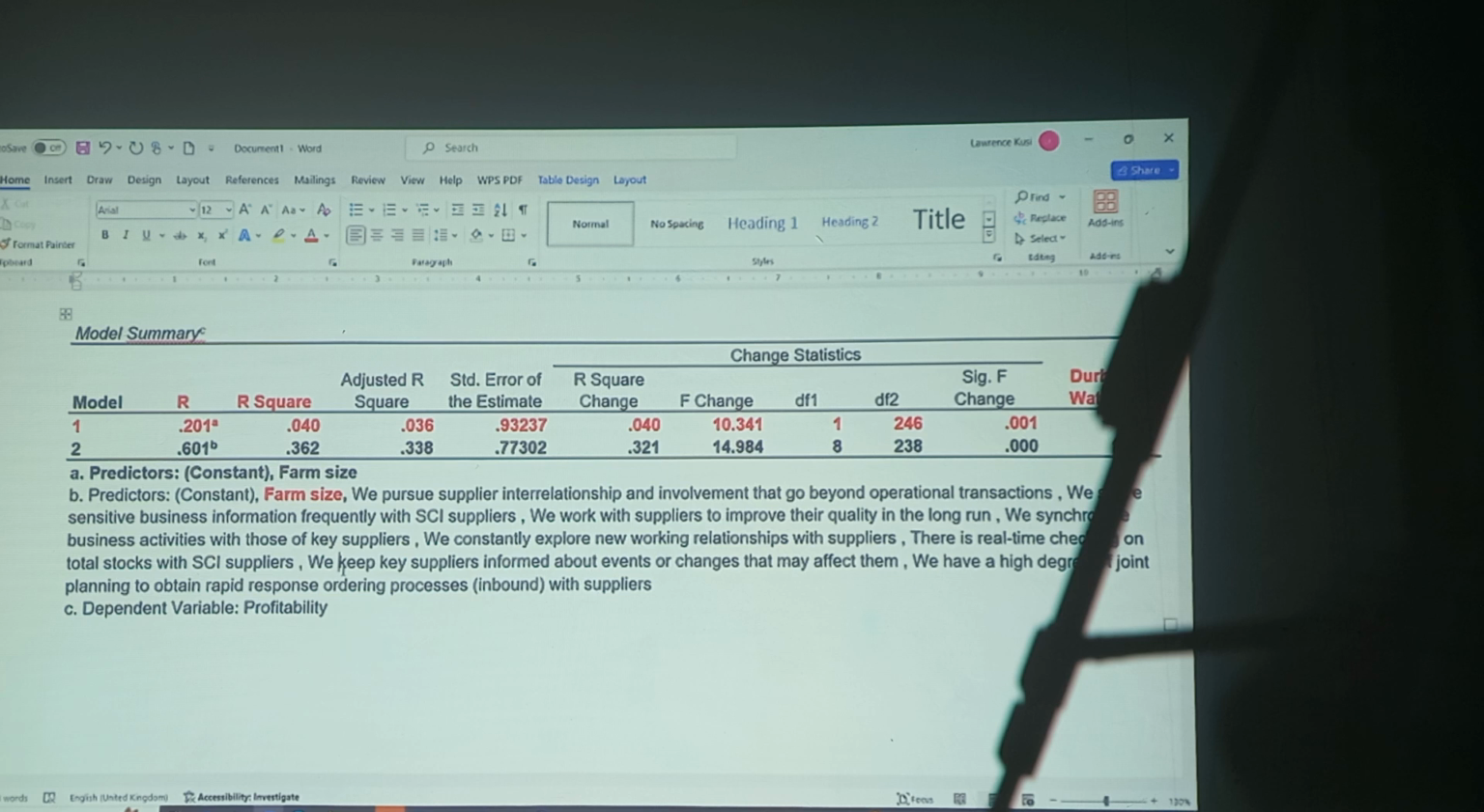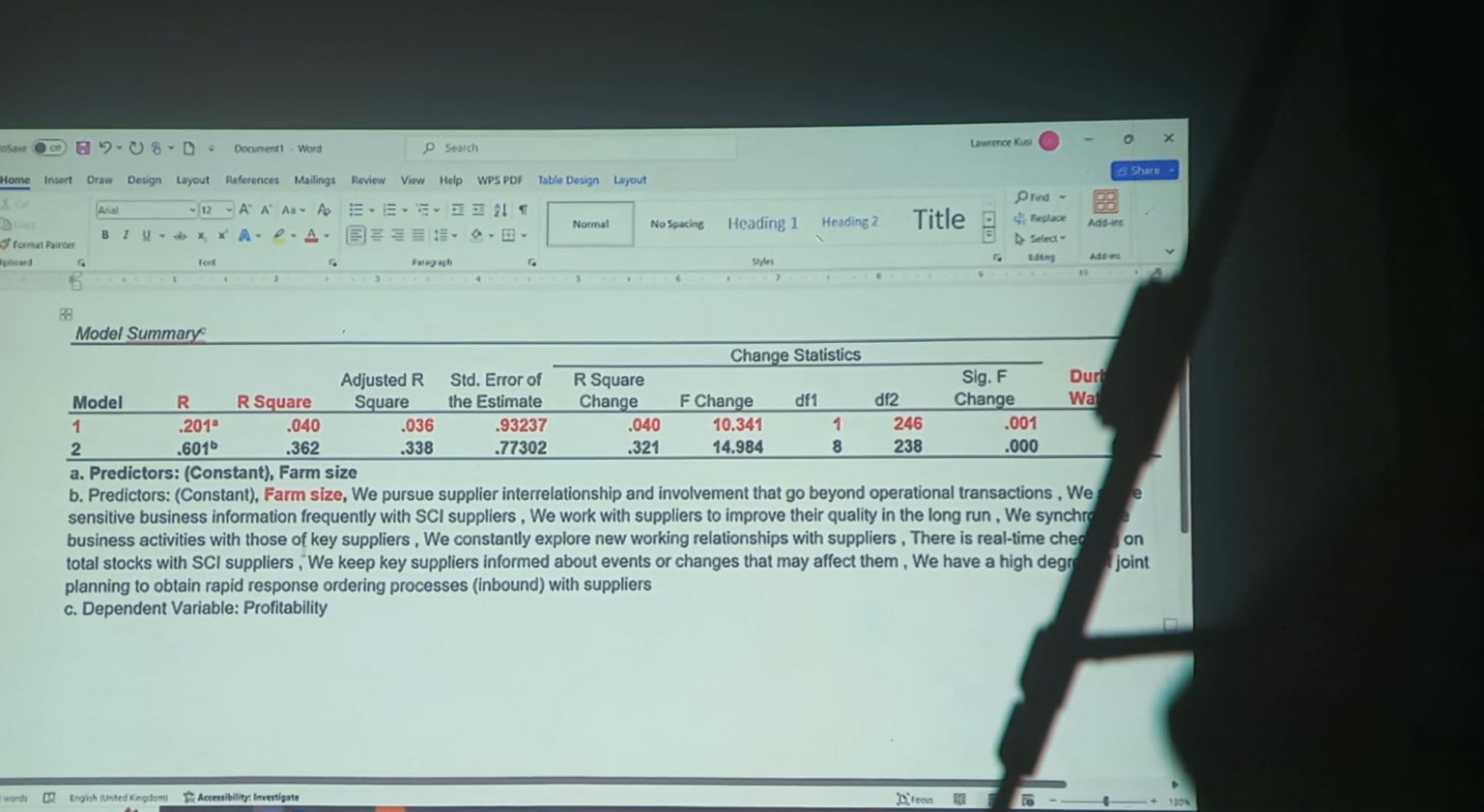Okay, so now we are trying to control. Yes, the control for dollar. So firm size is part, and then the other aspects of the supplier integration that we got selected. Those are the things here.